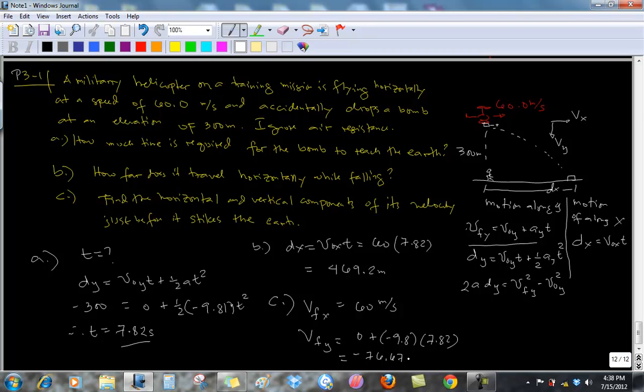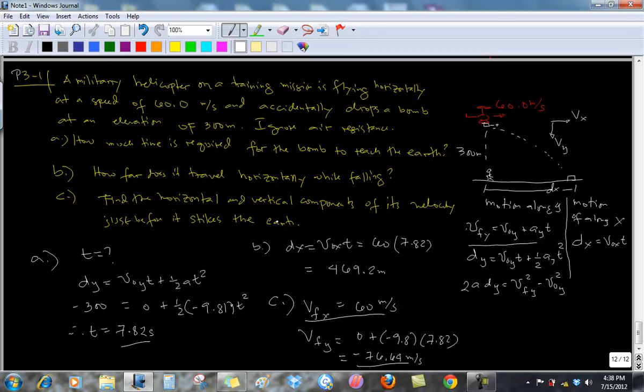No, that's 64. 64 meters per second, and that is downward, negative. So this is the horizontal component, and this is the vertical component.